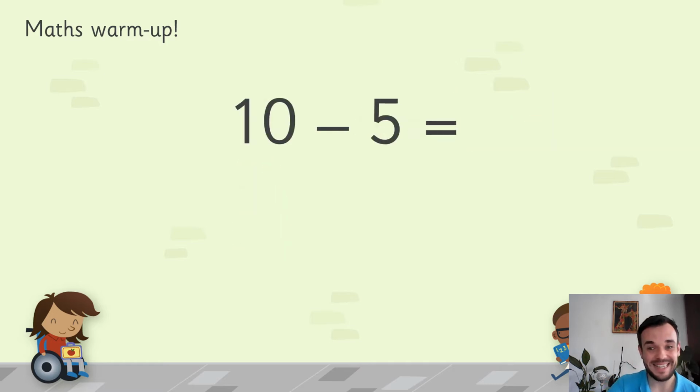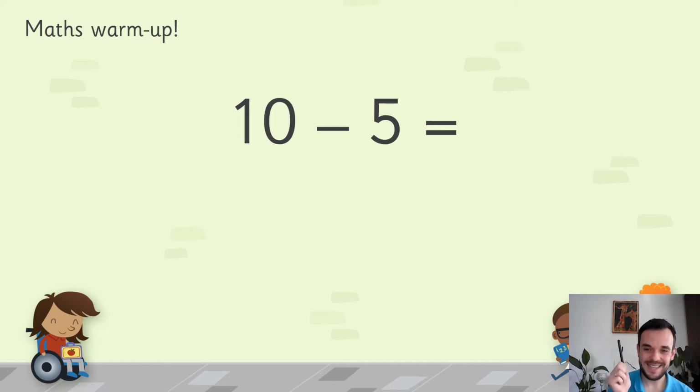Okay, our numbers are getting a little bit bigger now. This one says 10 take away 5 equals. Pause the video now and come back when you have an answer.